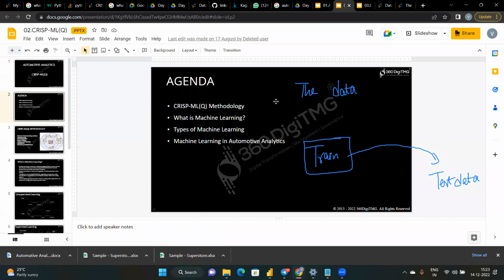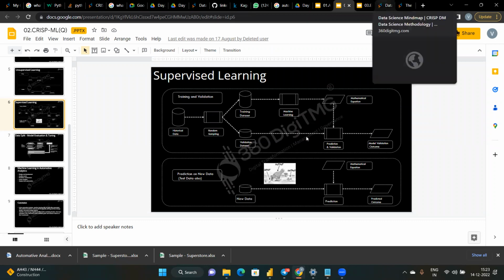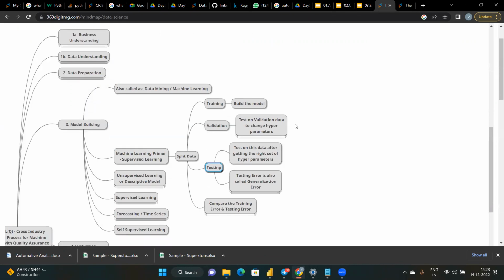Here you can see supervised learning: training and validation, historical data, and after that we are going to do random sampling. After random sampling, the training data set, again validation and everything. Supervised learning has different types of algorithms, classifiers, and methods. So what are the training data set, the validation data set, and random sampling?